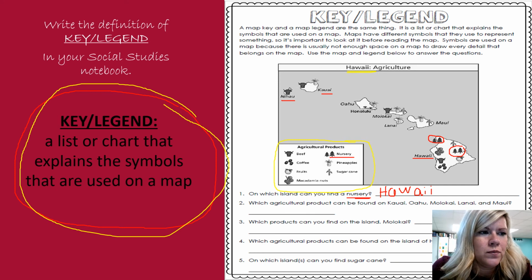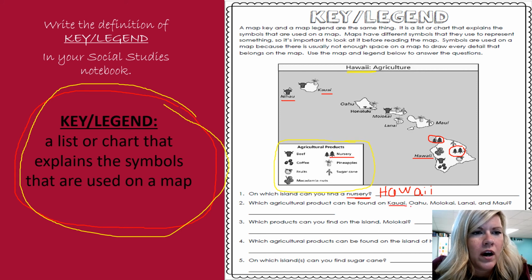Okay, number 2. Which agricultural product can be found on Kauai, Oahu, Molokai, Lanai, and Maui? Okay, so we're looking for a picture that's found on all of these islands. Okay. So here's Maui, Lanai, Molokai, Oahu, and Kauai. Those are the ones that we're looking for. And what do you notice they all have in common?